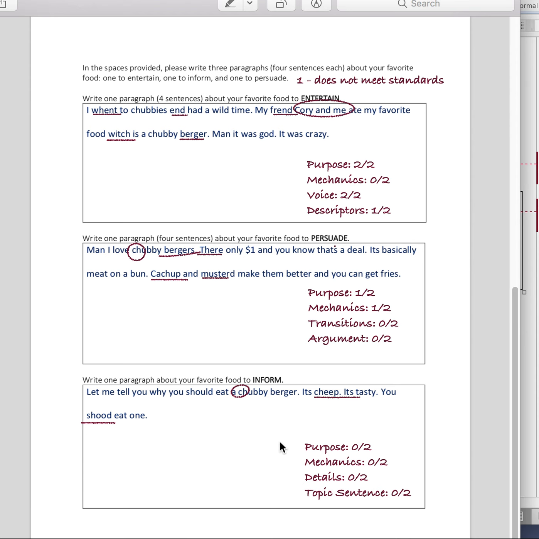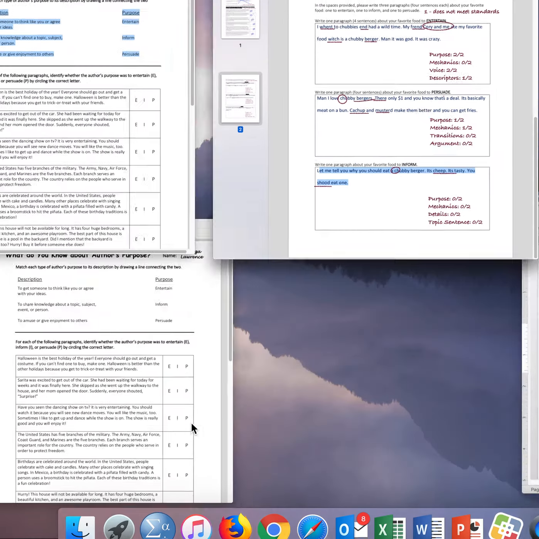Then when we get down to the inform, this is clearly an attempt to persuade. Let me tell you why you should eat a chubby burger. It's cheap, it's tasty, you should eat one. Not a lot going on. Mechanics are bad, no purpose, no topic sentence, no real details. So bad across the board, right?